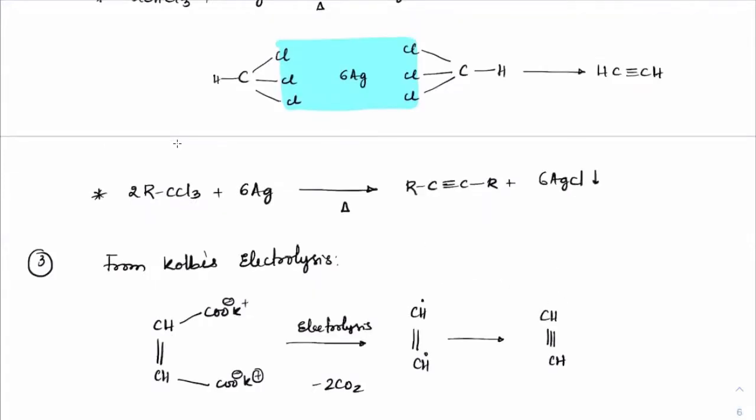AgBr, AgI, all of these are possible, but CI3 is unstable. CBr3 can be done. But mostly it is done with chlorides because they are still in a stable form. Okay. Sir, fluorides? Fluorides, no, it can't be done with fluorides because AgF is not a precipitate.